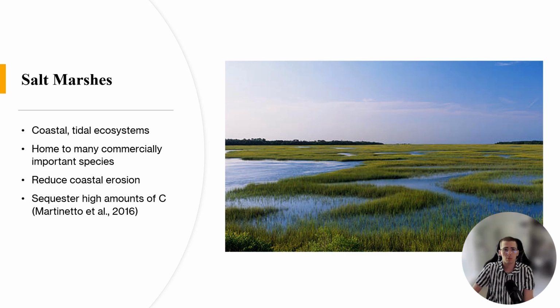This is especially important now as we are seeing an increase in sea level as well as hurricane intensity due to climate change. They are also very well known for sequestering high amounts of blue carbon. The soil in salt marshes is flooded and anoxic, so there's very little decomposition that occurs within the soil. So as new plant material is generated, it piles on top of the old growth, sealing it away and acting as a carbon sink.